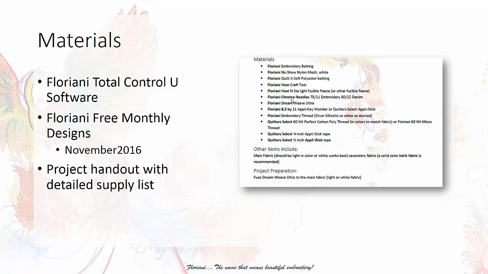We're going to print the pieces for the applique. You could also use Quilter Select. Quilter Select has 8.5 by 11 Applique is what it's called. They're very similar products. Either of those are interchangeable in this project. Floriani embroidery thread, it's your choice.